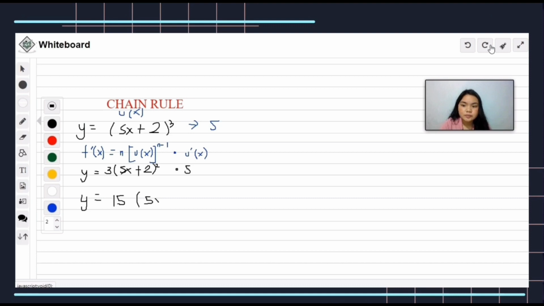And then 3 times 5x is 15, times (5x + 2) raised to 2. We can no longer simplify it, so that's the final answer.